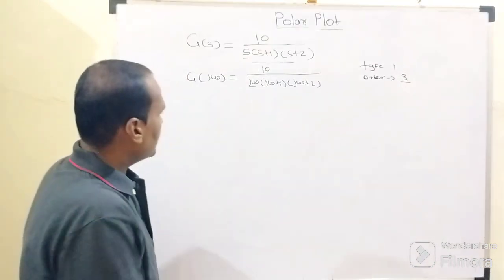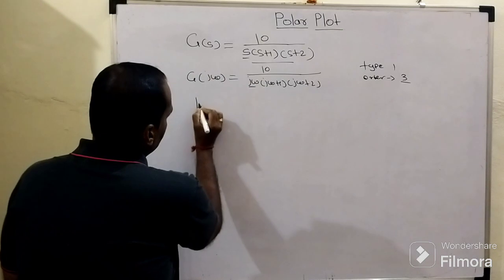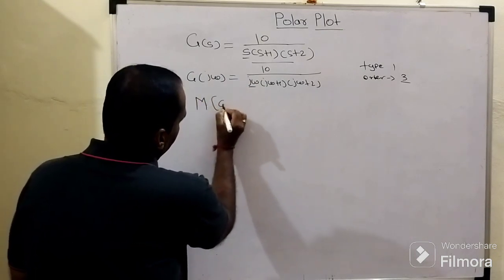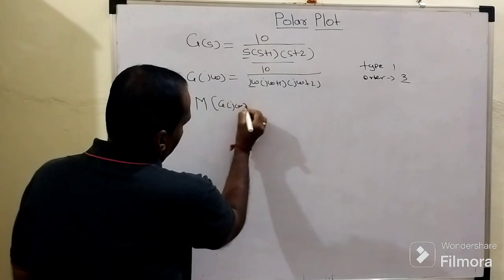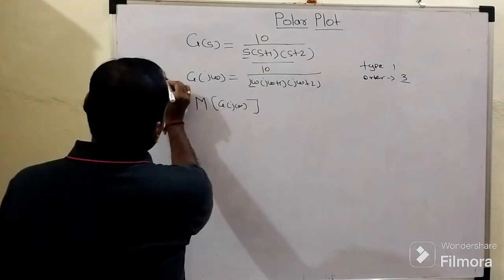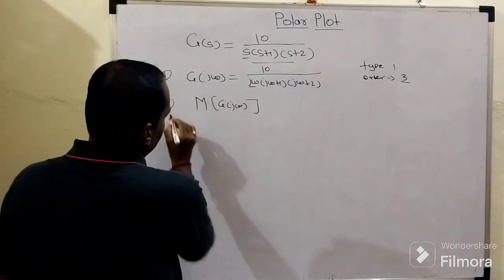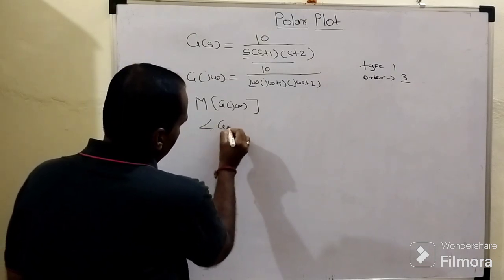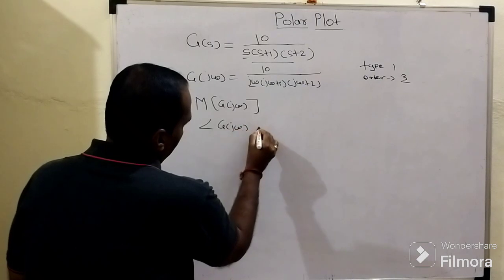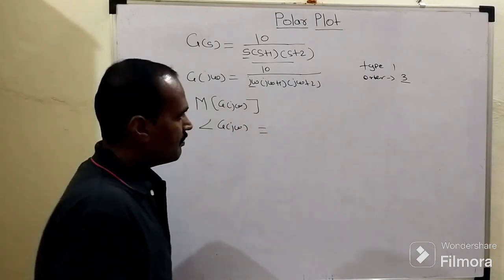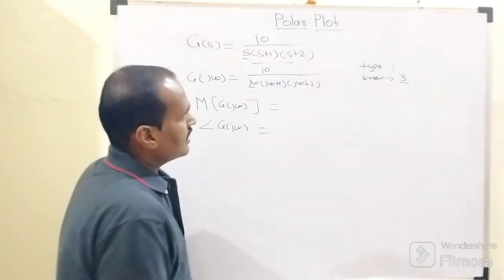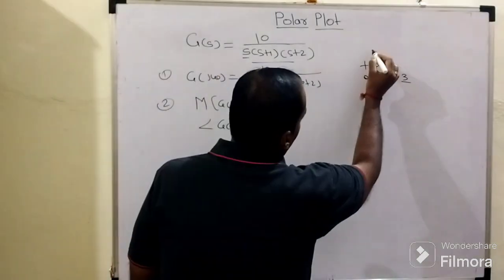Then after that what we need to do? Then as I told you earlier, it is the plot between the magnitude and phase angle. So in the next step, this will be step number 1, we need to define the magnitude as well as the phase angle of this open loop transfer function, right?